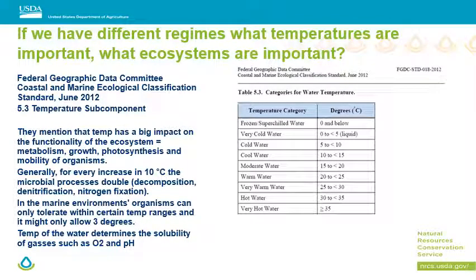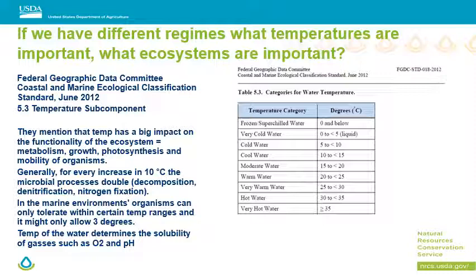Now, if we have different regimes, what temperatures are important, what ecosystems are important? I read this other journal from the Federal Geographic Data Committee, and they mentioned that temperature has a big impact on the functionality of the ecosystem, metabolism, growth, photosynthesis, and mobility of organisms. And generally, for every increase of 10 degrees Celsius, the microbial processes double, including decomposition, denitrification, and nitrogen fixation.